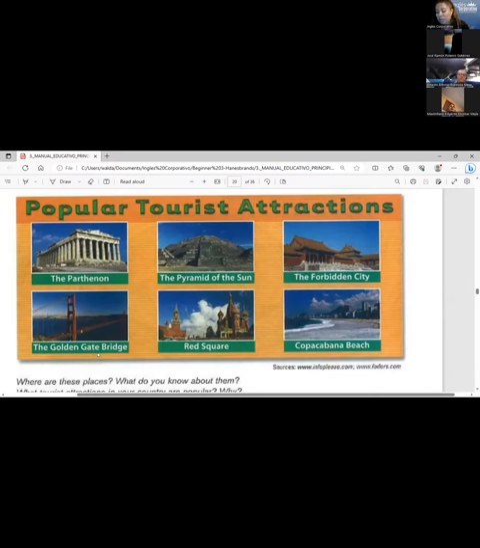The Golden Gate Bridge. What do we know about the Golden Gate Bridge? USA. Yeah, it's located in San Francisco. Very good. I've read a lot about this, but right now I don't remember too much. I only remember that the engineer had a lot of work to do, and how do I say cables?